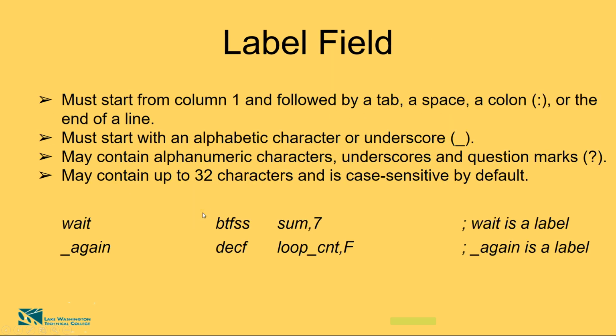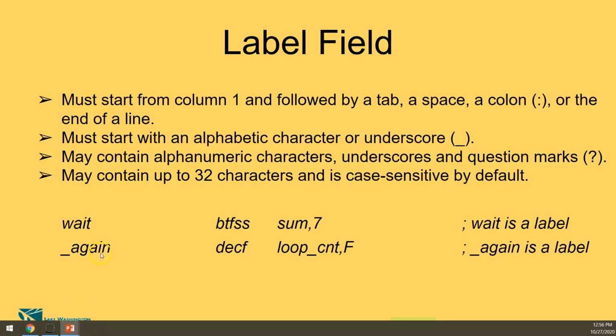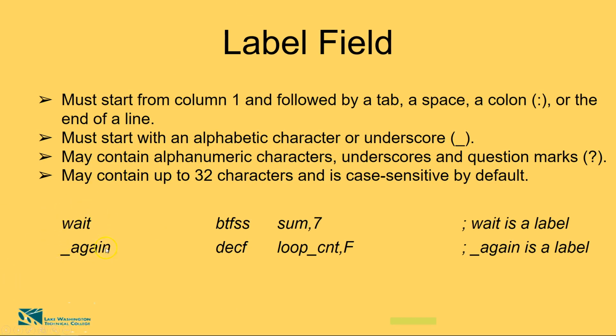Now we have label field. The label field must start from the first column. So I'll directly go to this example. You see here, this wait underscore again is your label. This is your first column, this is your second column, this is your third column. So the label should always start in the first column.